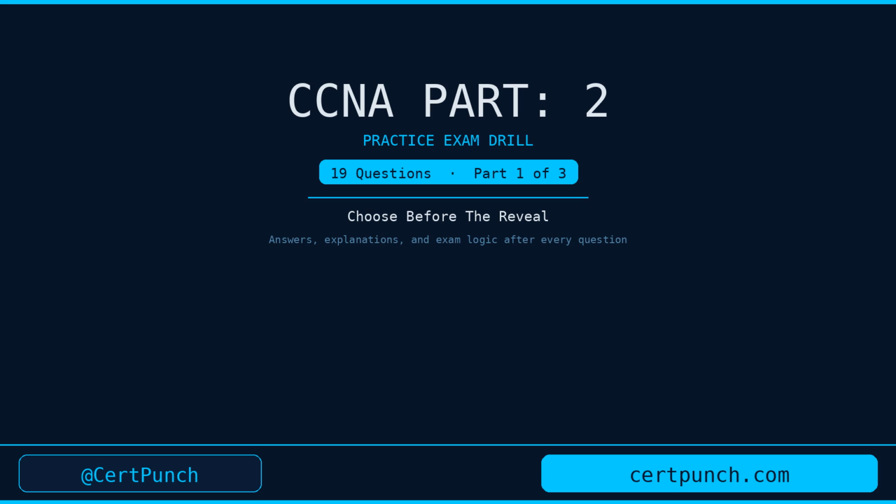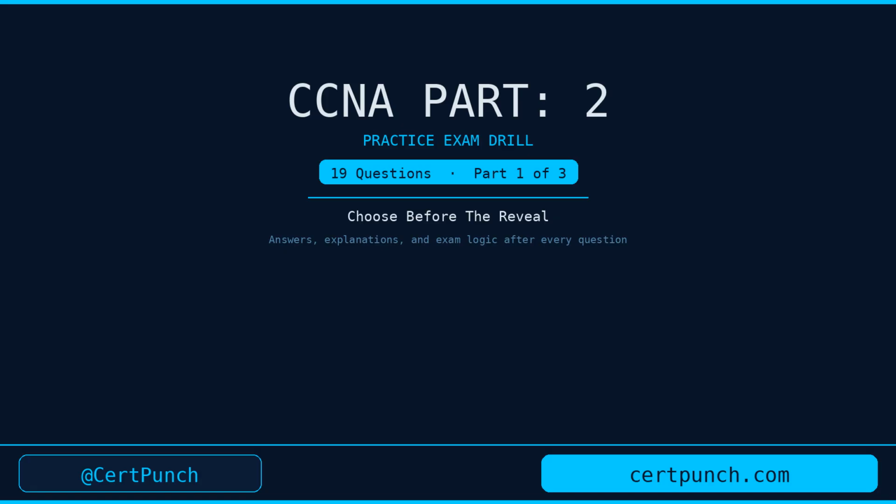This is your CCNA Part 2 practice round, 19 real exam-style questions. Here's the deal. You read each question, lock in your answer before the timer reveals it, then I break down the exam logic so it sticks under pressure. Keep score as you go. The difficulty climbs question by question, and the ones most people miss are waiting near the end. So stick around to the finish and prove you can hold your streak.